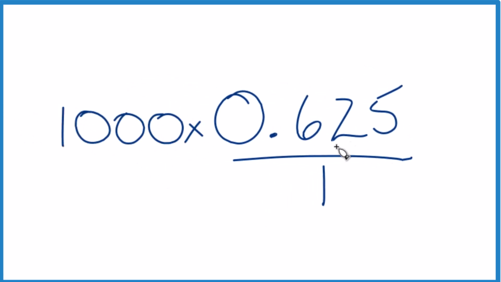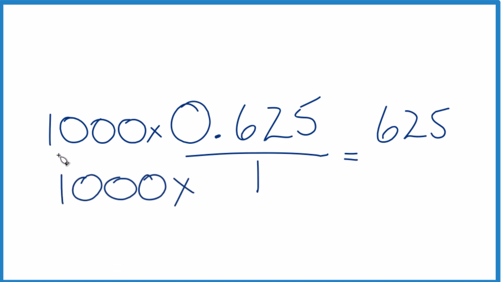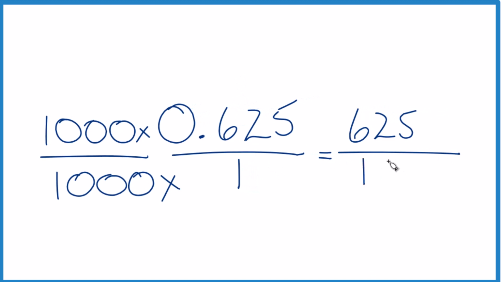And when I do that, 1,000 times 0.625, that's 625. And that's that whole number that I was looking for. But remember, since I multiplied the numerator by 1,000, I've got to also multiply the denominator by 1,000. And if you think about it, 1,000 over 1,000 is 1. So we're just multiplying by 1. We don't change the value, just the way it's written. So 1,000 times 1 gives me my 1,000. And now I have a fraction.